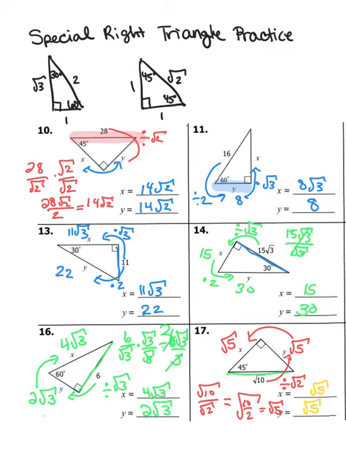Now, if I didn't know that I could do this, let me back up a little bit. If I didn't know that I could do this, then I can still rationalize. So when I rationalize, I'm going to multiply by the square root of 2 over the square root of 2, which gives me the square root of 20 over 2. But I would have to know to break down the square root of 20. That breaks down into the square root of 4 times 5. The square root of 4 is 2.